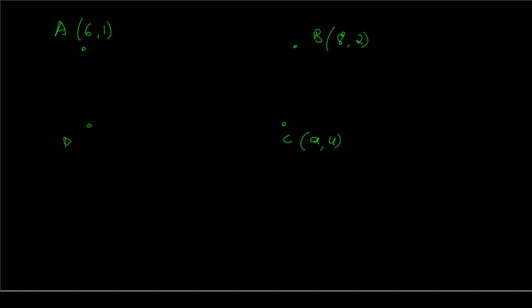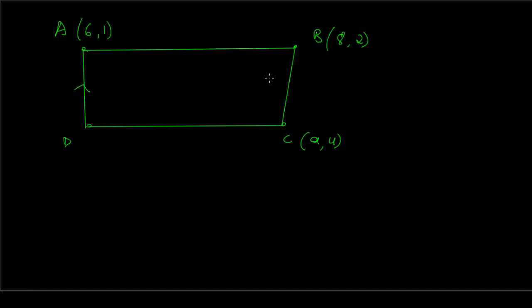Okay. So if you join D to C, then you join B to C, then you join A to B, and then you join. So they are saying that it's a parallelogram. Just assume that's a parallelogram. The figure is not so accurate, but anyway, assume it's a parallelogram.